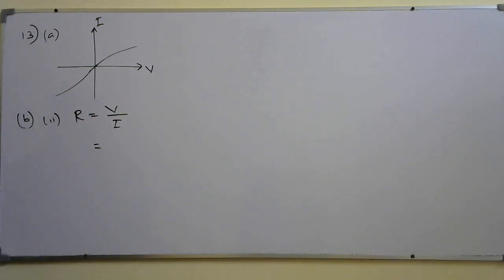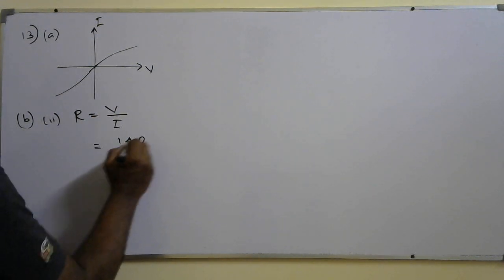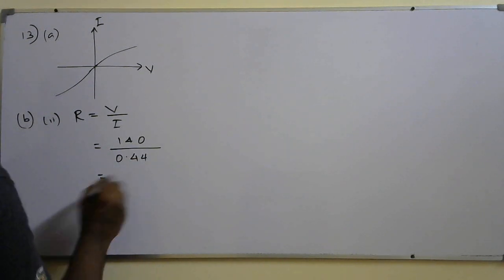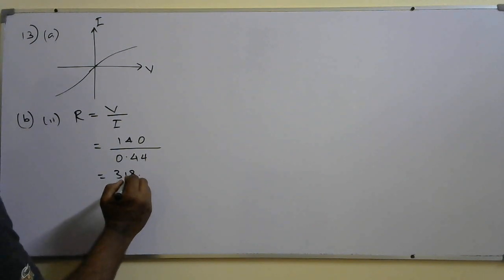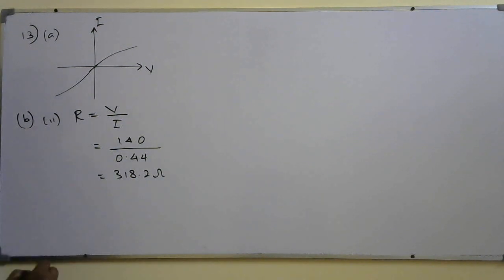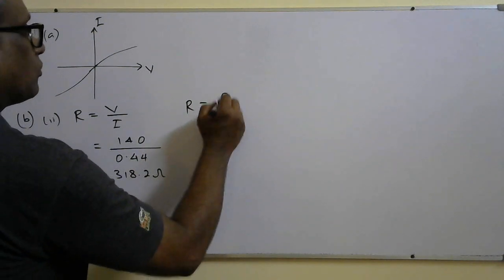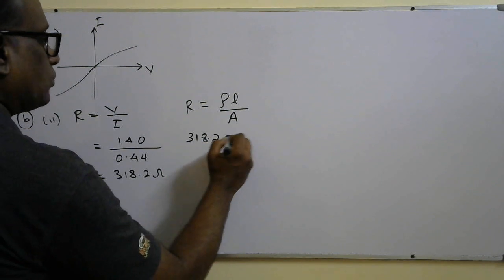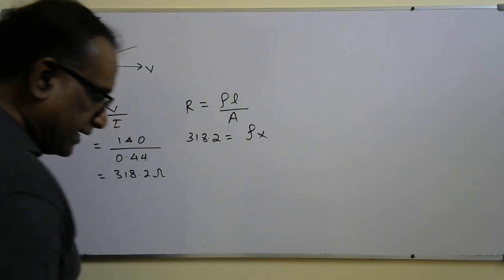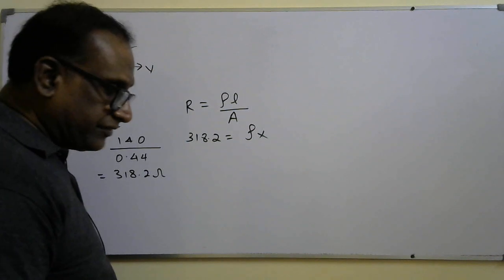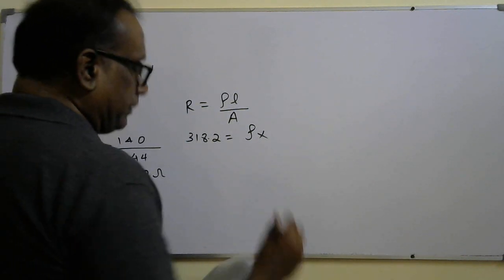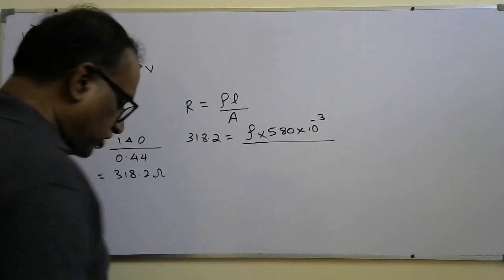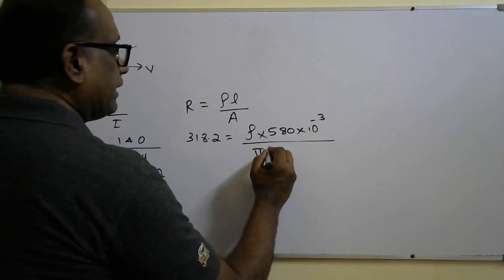We know the voltage applied across it, 140, and the current flow, 0.44. So the resistance will be 318.2 ohms. I need to find the resistivity. So R = ρL over A, given on the data sheet. R is 318.2. I need to find the ρ. The length of the filament is given. The length is 580 millimeter. Convert to meter, × 10^-3, over the area of cross section. Again, I need to find πr squared.